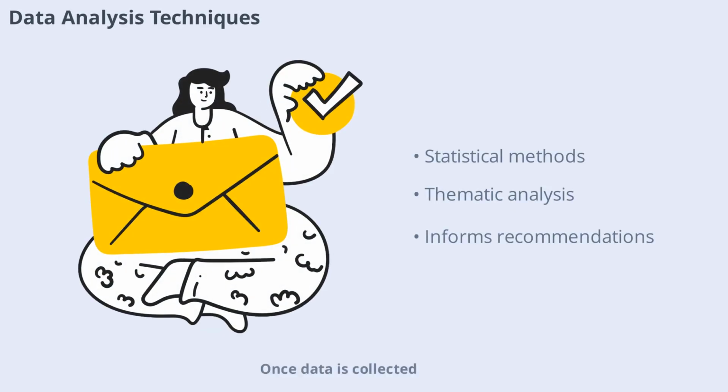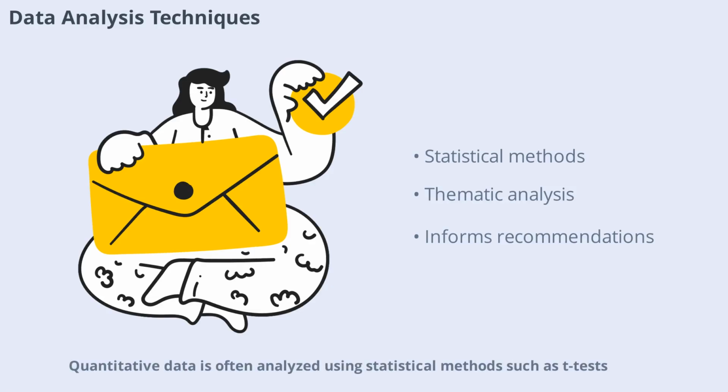Once data is collected, researchers use various analysis techniques to interpret the results. Quantitative data is often analyzed using statistical methods, such as t-tests, ANOVA, or regression analysis. Qualitative data is examined through coding, thematic analysis, or narrative interpretation. The choice of analysis depends on the research question and data type. Accurate analysis is essential for drawing valid conclusions and making informed recommendations.